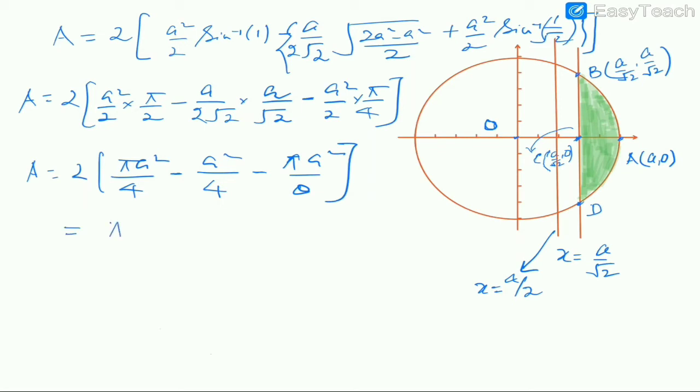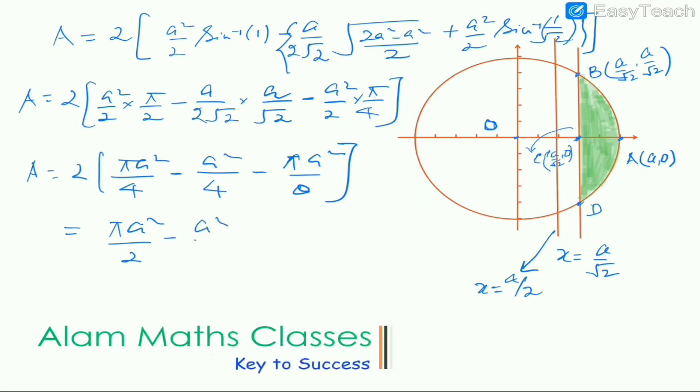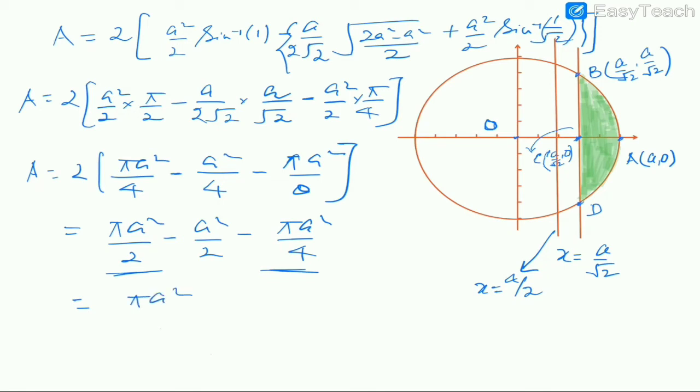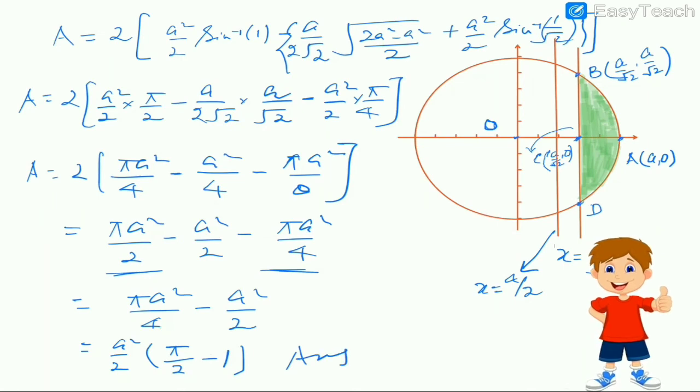Now, open the bracket. So, we have pi a square by 2 minus a square by 2 minus pi a square by 4. Now, combining these two terms, we have pi a square by 4 minus a square by 2. So, take common a square by 2. So, we have pi by 2 minus 1. So, this is the final answer.